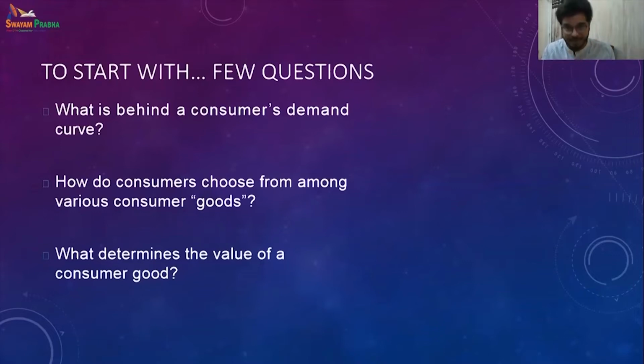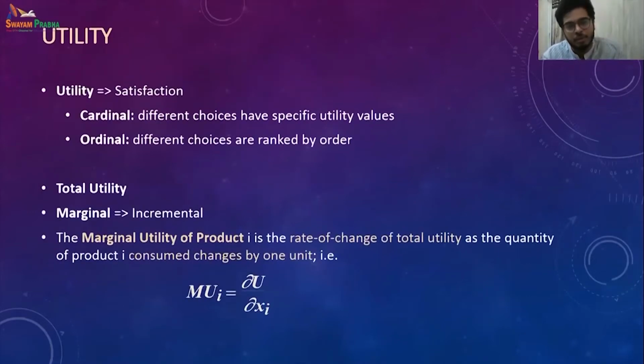So every single good or commodity gives us some value, some satisfaction. Now, how and what determines those values or those satisfactions? That we will try to understand through consumer behavior. I used the word utility several times. Utility is nothing but the satisfaction we derive out of the consumption of several commodities.